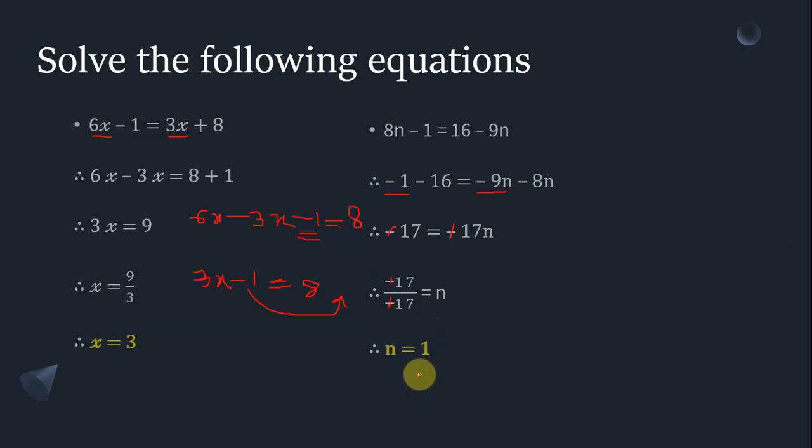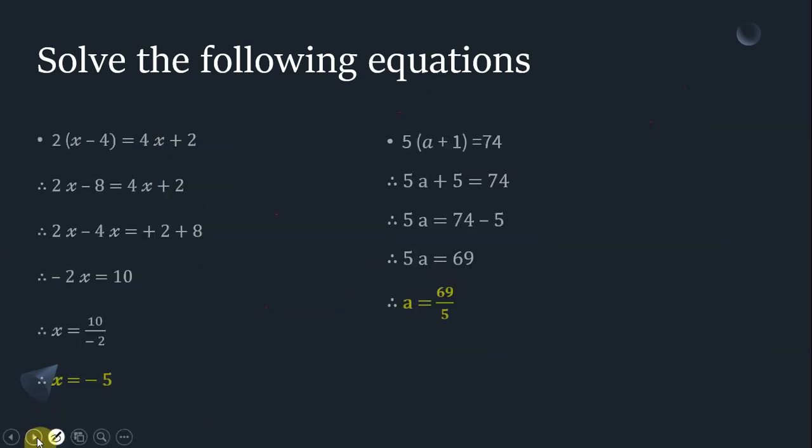Now how to check this? If I put n equal to 1 here, what am I going to get? 8 multiplied by 1 minus 1. What is the answer I am going to get? 8 1s are 8, minus 1, 7. And see here, 16 minus 9 multiplied by 1. 16 minus 9, again I am getting 7. Means my answer is 100% correct.